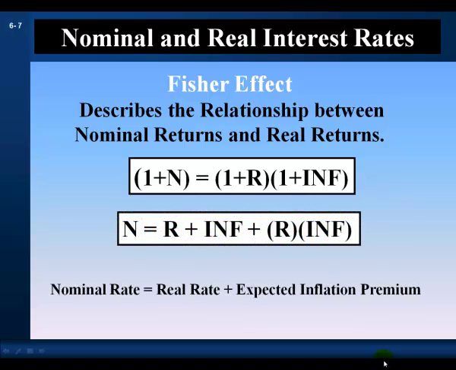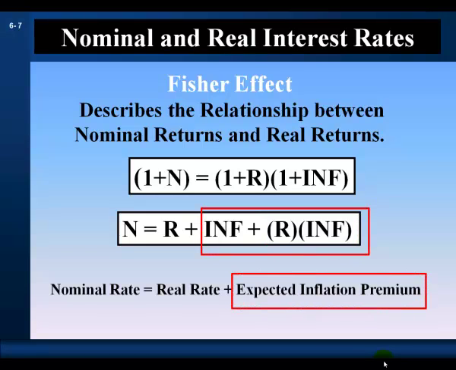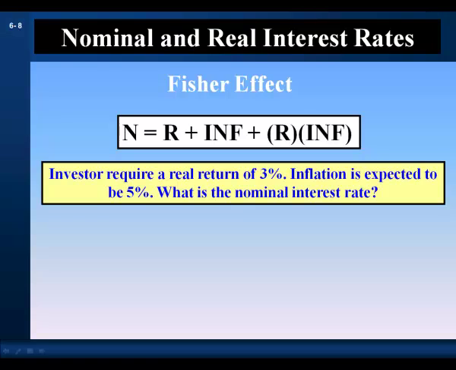So the nominal rate is equal to the real rate plus the expected inflation rate plus a cross product term, the real rate times the expected inflation rate. The expected inflation rate maintains the purchasing power of the dollars invested. The cross product return maintains the purchasing power of the dollars earned. Together, they comprise the expected inflation premium. Let's look at an example.